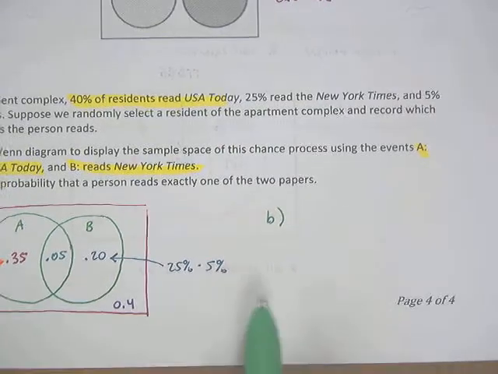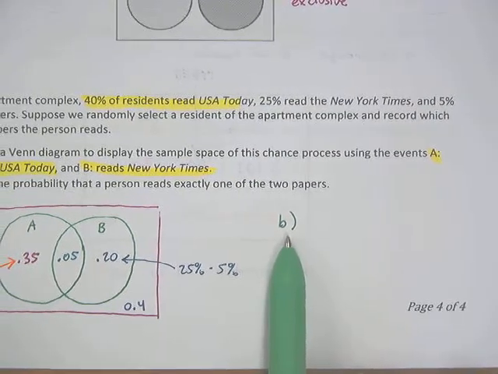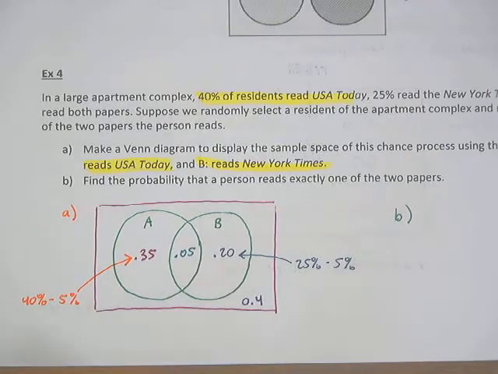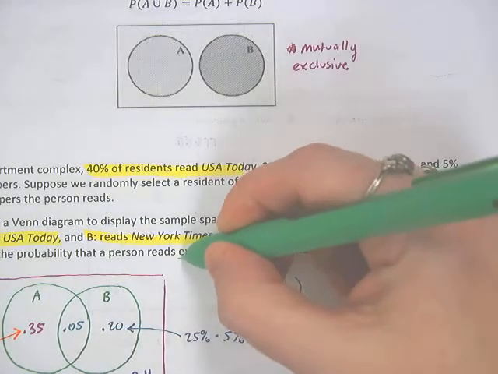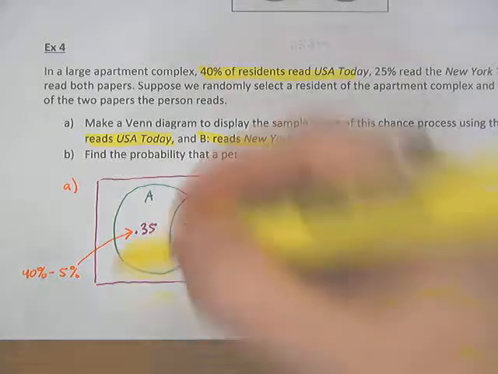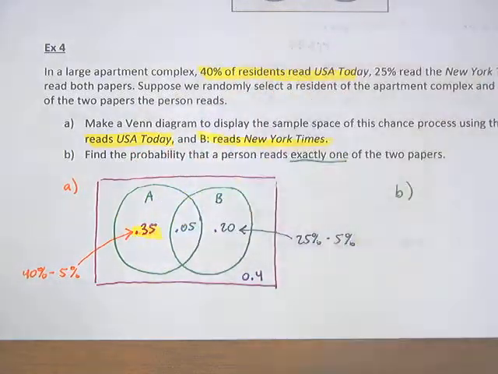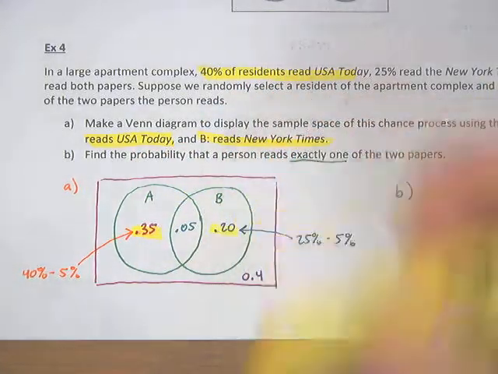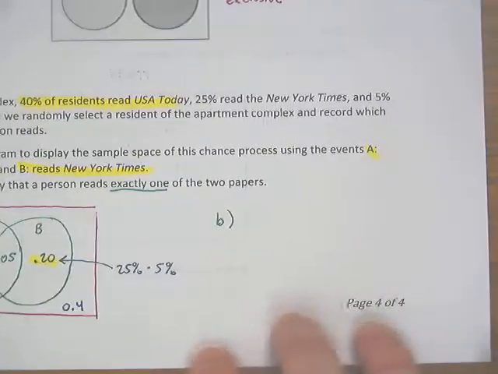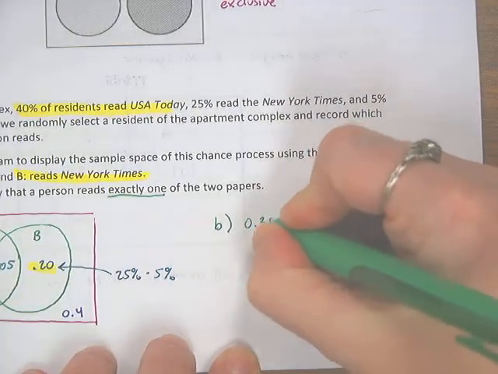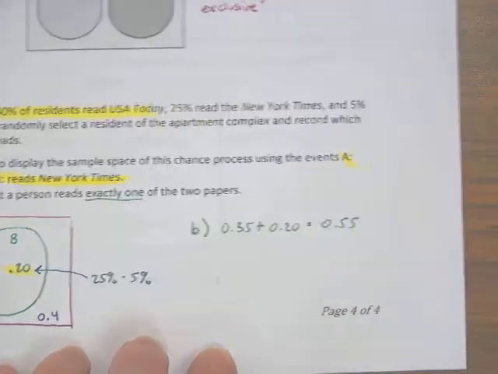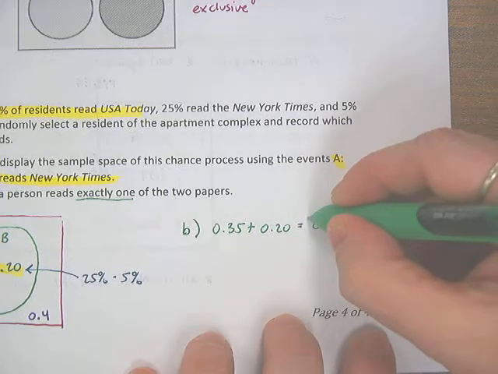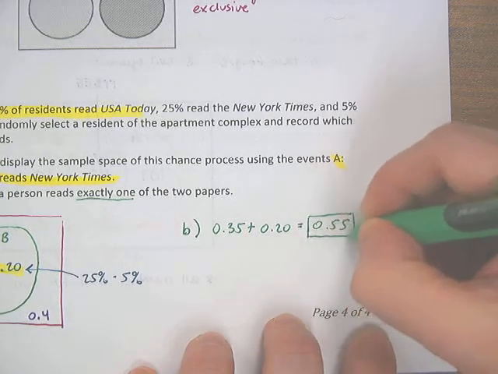Find the probability that if we randomly select a person, they read exactly one of the two papers. So they either read USA Today or they read the New York Times, but they don't read both because it says they read exactly one. It's really easy. You're just going to add together the people who read only the USA Today and only the New York Times. So 0.35 plus 0.2 gives us the percentage of people, which would be 55% or 0.55, that read exactly one of the papers, but not both.